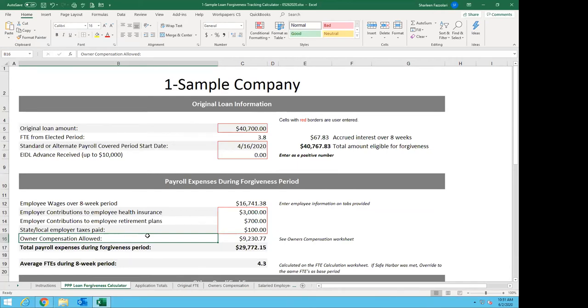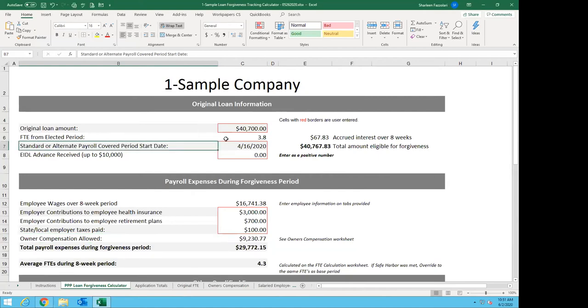Some items of note, there are 2 areas where you can have possible reduction of forgiveness. One of them has to do with a wage reduction. That is if you reduce somebody's annual salary over the 8-week period. The other one with the wages is if you reduce their hourly rate over the 8-week period. The other possible reduction is a full-time equivalent, which we often refer to as an FTE reduction. But then we'll go over some safe harbors and some other things you can do to avoid those reductions that are included in here.